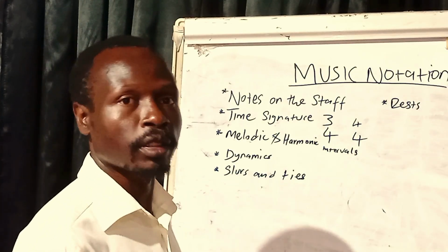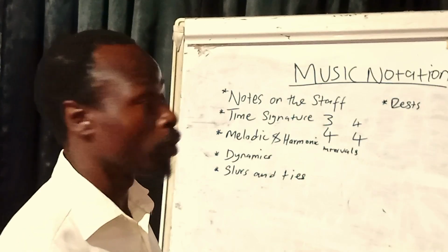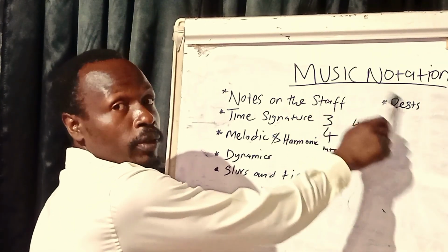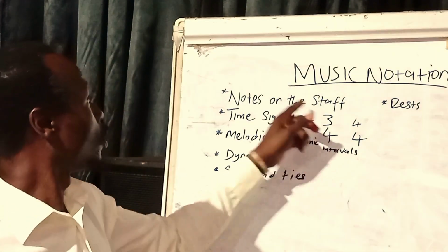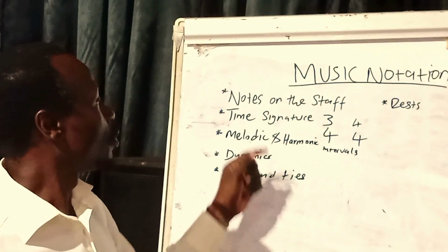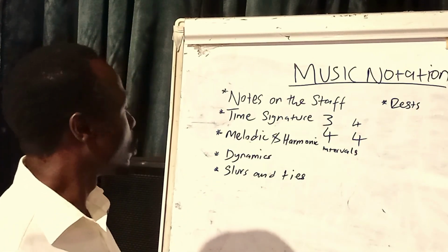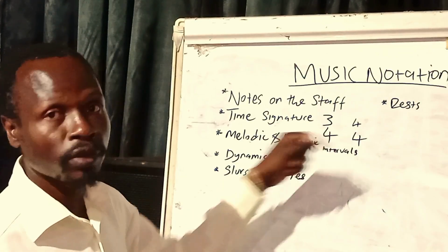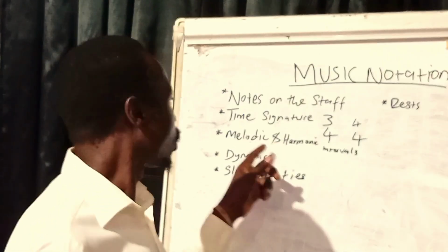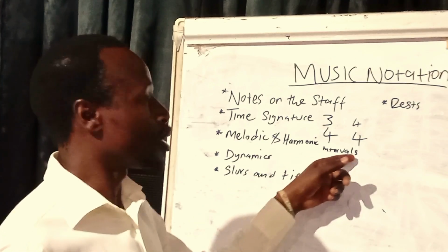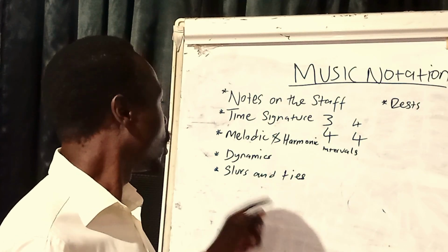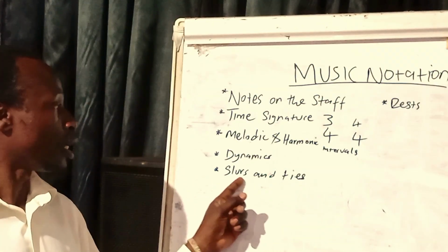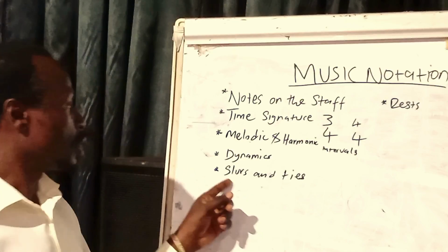Today we are going to look at what we call music notation. As you can see, I'm trying to write this down as we talk about music notation. Under music notation, we are going to look at notes on the staff, the time signature, 3/4 and 4/4, the melodic and harmonic intervals, the dynamics, the slurs, and the ties.